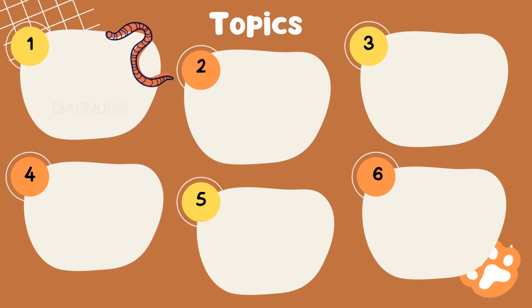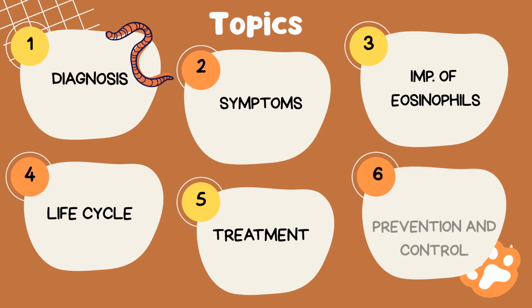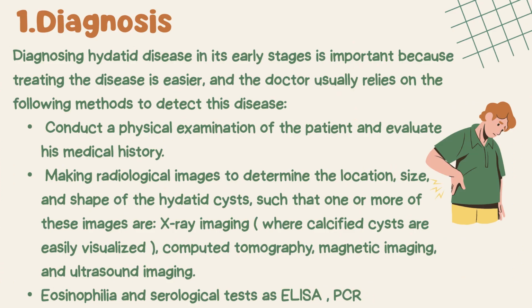Our topics: first, diagnosis, symptoms, importance of eosinophils, life cycle, treatment, and prevention and control. The diagnosis. Diagnosing Hydatid disease in its early stages is important because treating the disease is easier, and the doctor usually relies on the following methods to detect the disease.